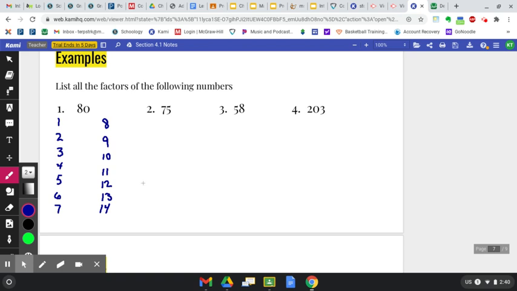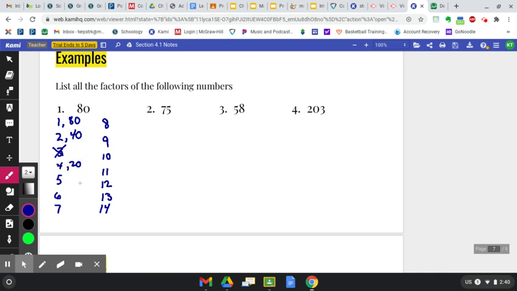Obviously, 1 is always a factor because 1 divides into everything, and it's 1 times 80, right? I can do 80 divided by 2, and I get 40. I can try 80 divided by 3, but it's going to give me a decimal, so that's not a factor. 80 divided by 4, I get 20.